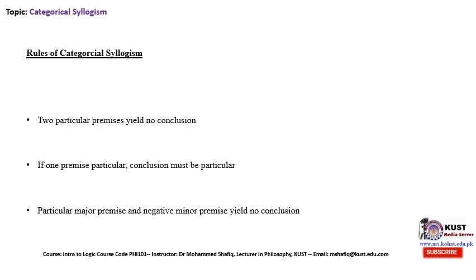The next rule says if one premise is particular, the conclusion must be particular. It's exactly the same rule which says that if one premise is negative, the conclusion must be negative. Why is it so? A universal conclusion can be drawn only and only from two universal premises. And if one premise is particular, the conclusion must be particular.